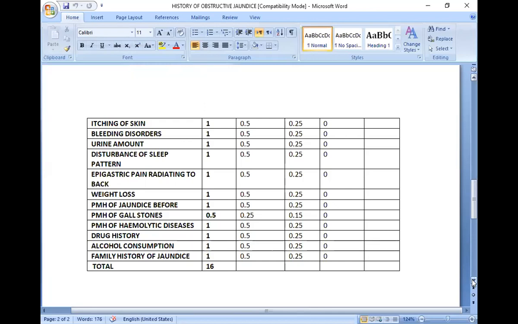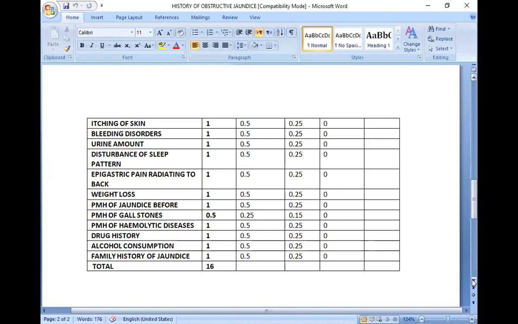Hepatic encephalopathy. Severe epigastric pain or severe pain radiating, of pancreatic origin, then relief by bending down. Right? You must say all of it so I can give you the full mark. Weight loss, past medical history of jaundice before, past medical history of gallstones, past medical hemolytic diseases, drug history, alcohol consumption, family history of jaundice, and so on and so forth. Okay, total is 16.